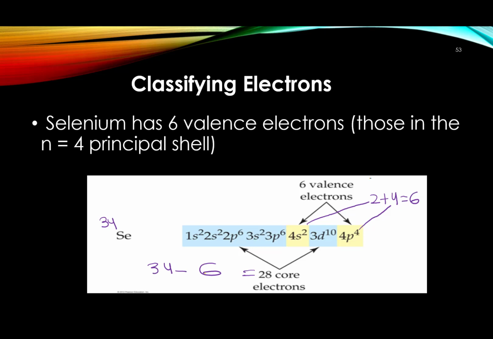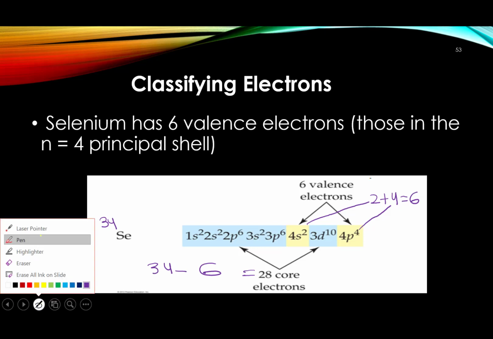You always go and look at the highest principal energy level, and you will see how many subshells are in that and how many electrons those subshells are carrying. That will be your valence electrons. And when you subtract the valence electrons from the total number of electrons, you will know the core electrons.